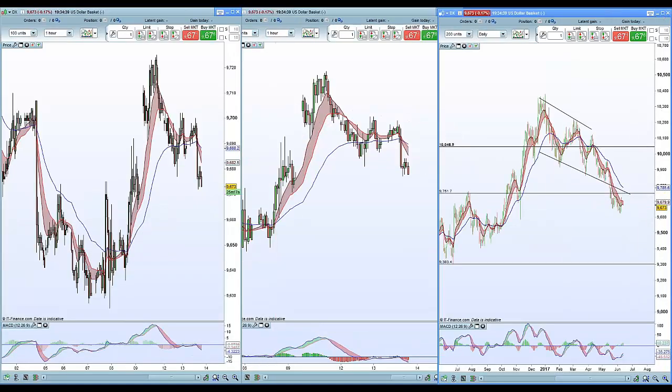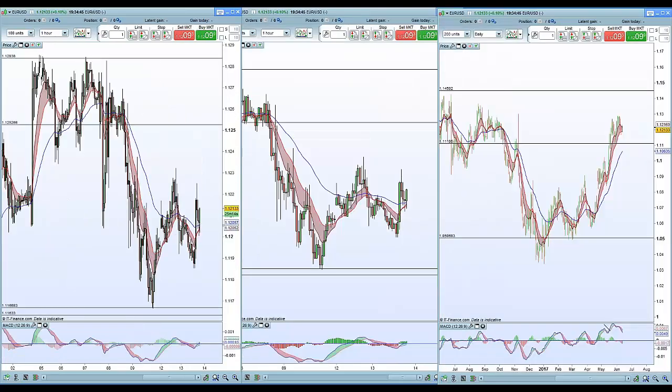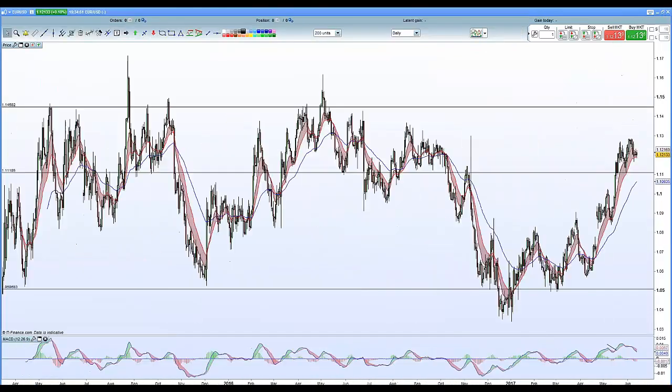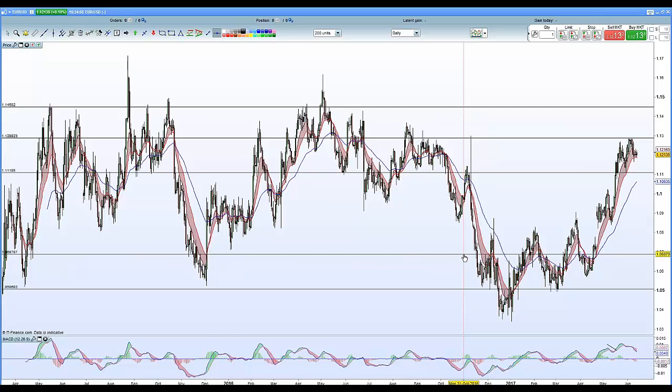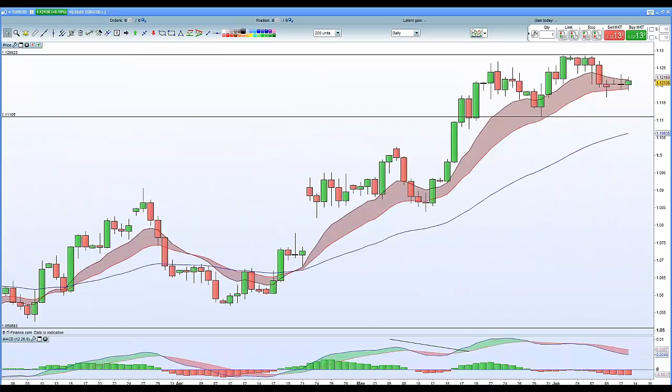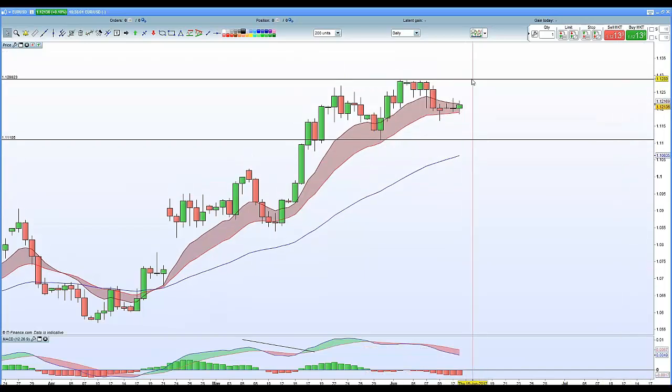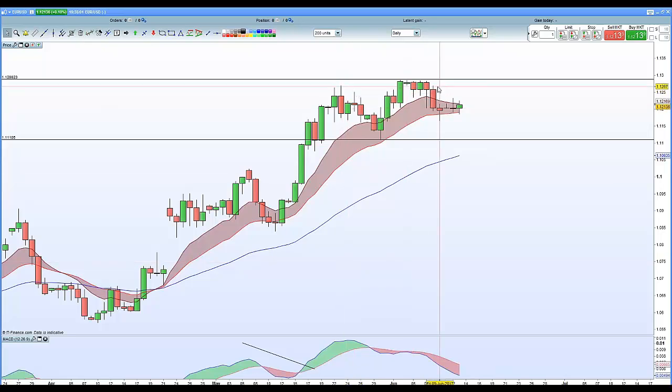Now let me go to euro dollar. So this is the euro dollar right now. You can see that near 1.13 is resistance. It's still an uptrend, but I can roughly tell, based on the bearish divergence in the MACD, that you can see this higher high, lower high, bearish divergence. So based on the bearish divergence, I'm more inclined to think that the market is looking to consolidate now.